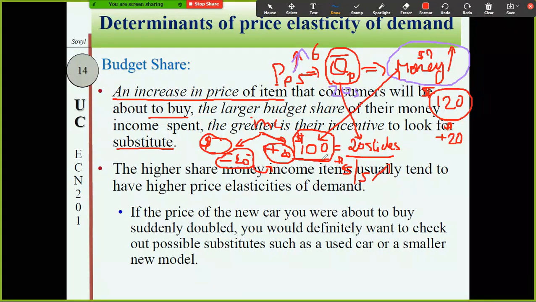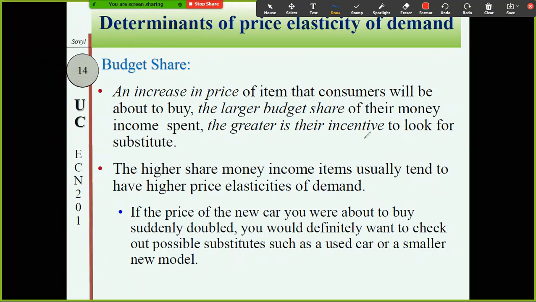Okay, so pizza becomes more expensive. If they want to buy the same amount of pizza as before, they need to spend more money. That's why people are maybe not looking for this choice. So they will look for other substitutes. Maybe they can buy burger, sandwich, or other food. So items with a higher share of income usually tend to have higher price elasticity of demand. Okay, higher price elasticity of demand.